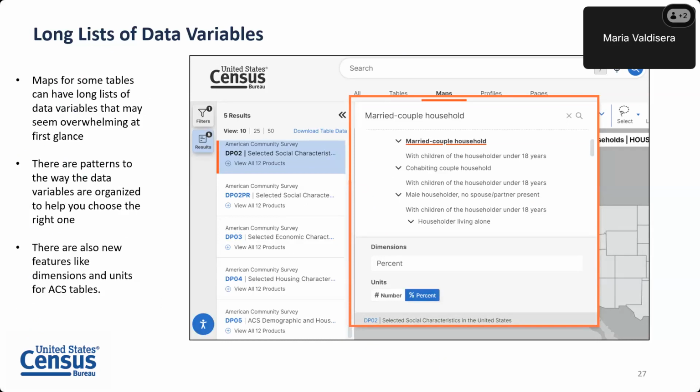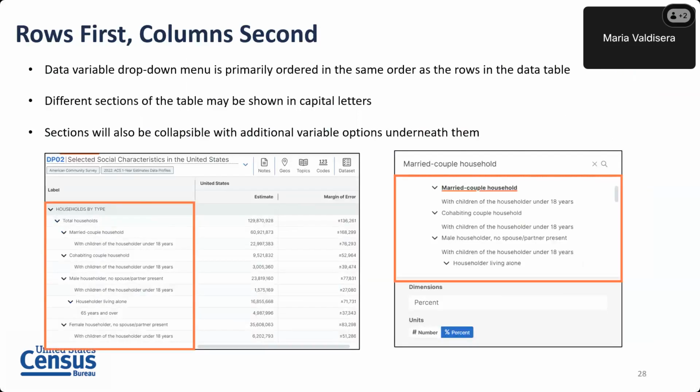And there are also new features like dimensions and units for ACS tables. Those were not previously available within the mapping feature for ACS data. But as you saw with the variable dropdown, it is now a lot simpler and easier to view the data variables as well as toggle between the units and dimensions. In general, the data variable dropdown menu is ordered in the same way as the rows in data.census.gov.